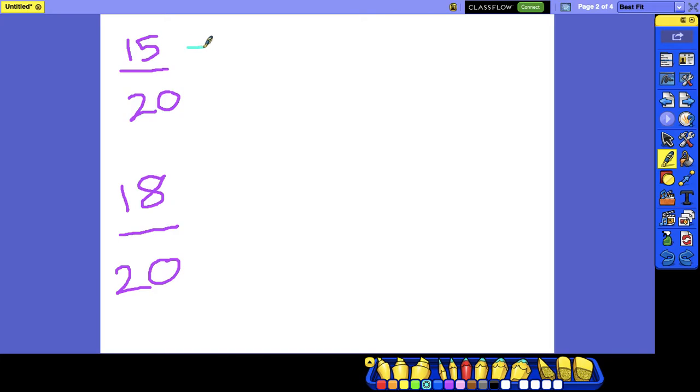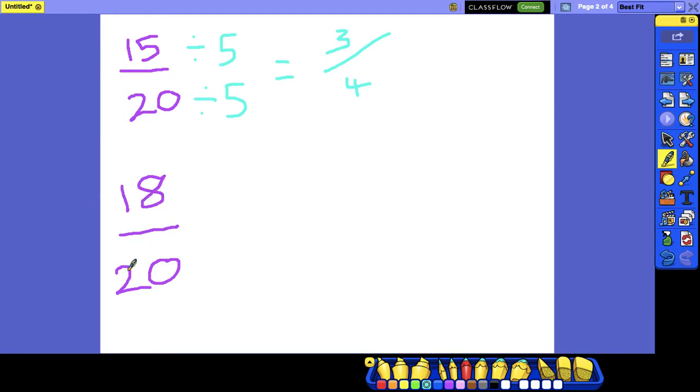Okay, if you thought dividing the top by 5 and dividing the bottom, the numerator by 5 and the denominator by 5, 15 divided by 5 is 3, and 20 divided by 5 is 4. Okay, you could get 3/4. Next up, let's have a look at this one here.